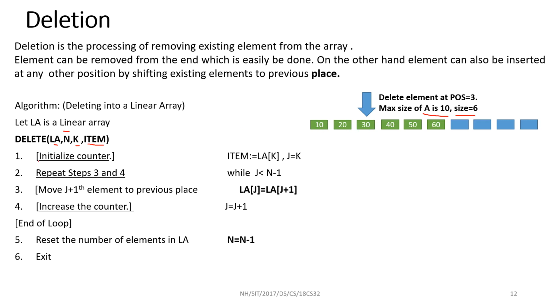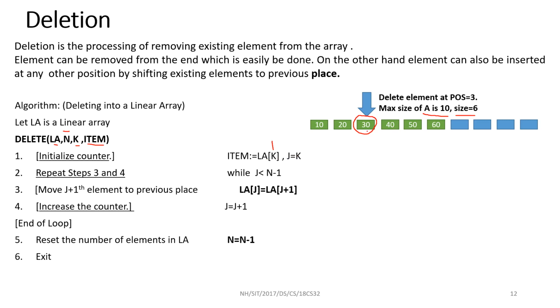Index 2. First step, initialize the counter. Which element is to be removed? I want to remove this 30. LA of K, where the K value here is 2. It is not the exact position, in terms of index, to provide. Then start shifting from that place, j equal to k.